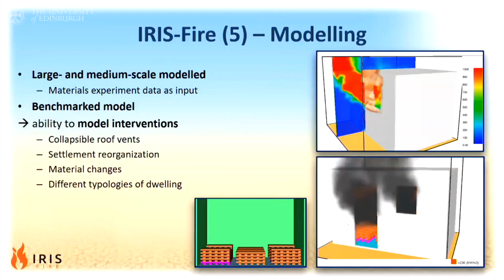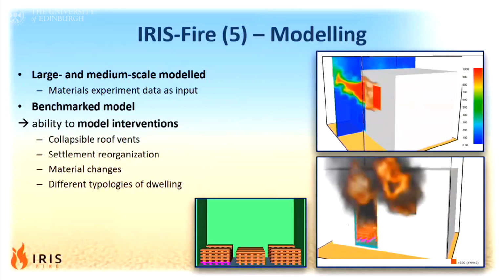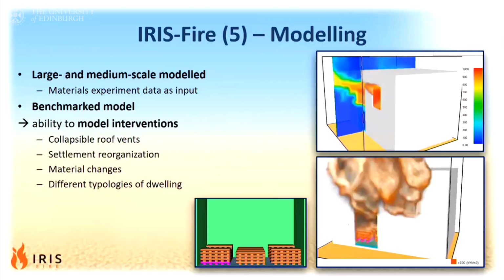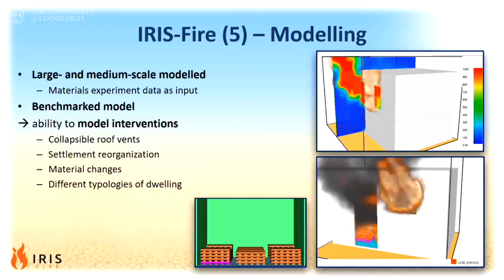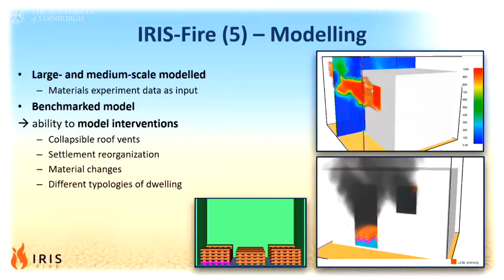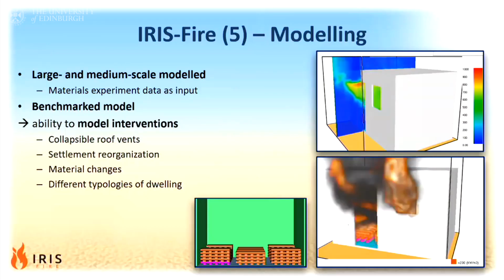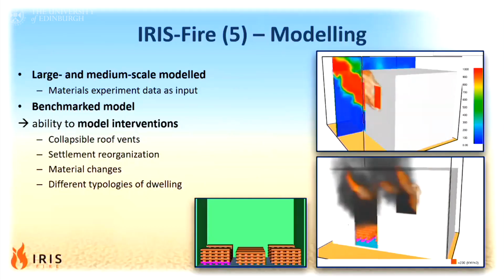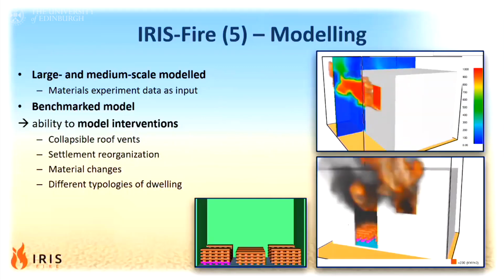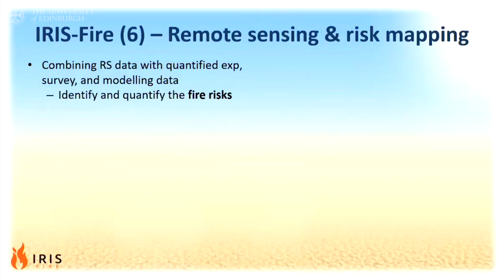So we're taking all that information from our experiments and plugging it into computational fluid dynamics modeling, where we're looking at how the fires develop, making sure that we can understand and replicate our experiments, so we can then do lots of parametric studies when we start changing the number of windows, the size and shape, and different types of fuel within the homes.